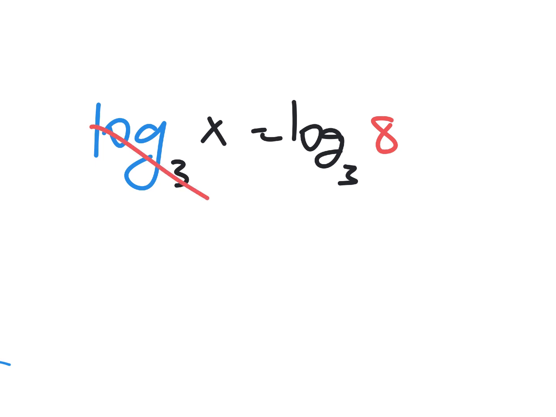Did you know that you can take out these logs on both sides if you want to? You can just take them out. And then it's x equals 8. If you've got the same log on both sides, that's one of the properties. And it's only one log. If there was another log over here, even if it was base three, you can't take it out unless there's only one on each side. If there were two logs, you'd have to condense them first.